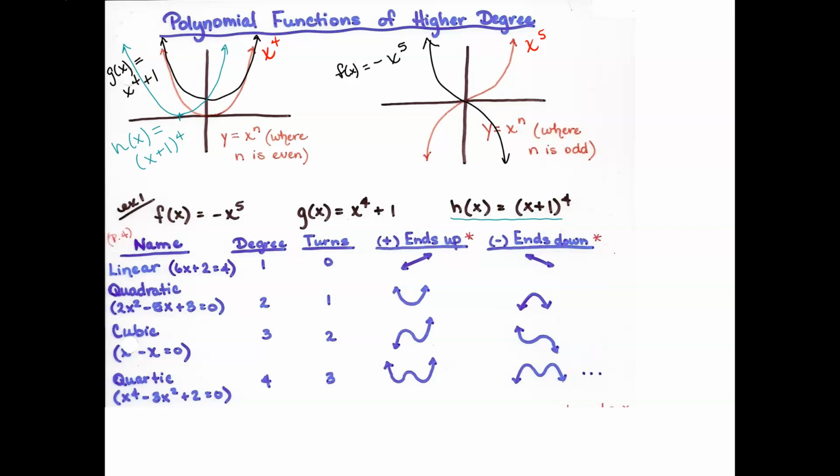Then there's something called the leading coefficient test. And here's what the leading coefficient test tells me. If my leading coefficient is positive, my graph is going to end going up. If my leading coefficient is negative, my graph is going to end going down.